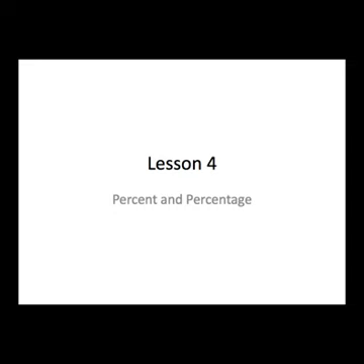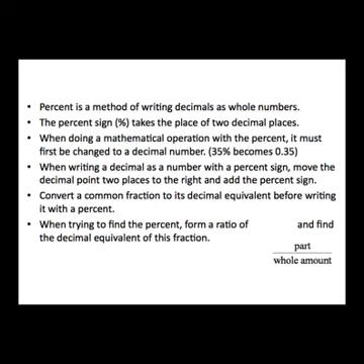For lesson 4, we want to start off by talking about percentages and percents. Percentage is a method of writing decimals as whole numbers. The percent sign takes the place of the two decimal points. When you add a percent sign, you move the decimal place to the right by 2 places. When you take it off, you move it back to the left.